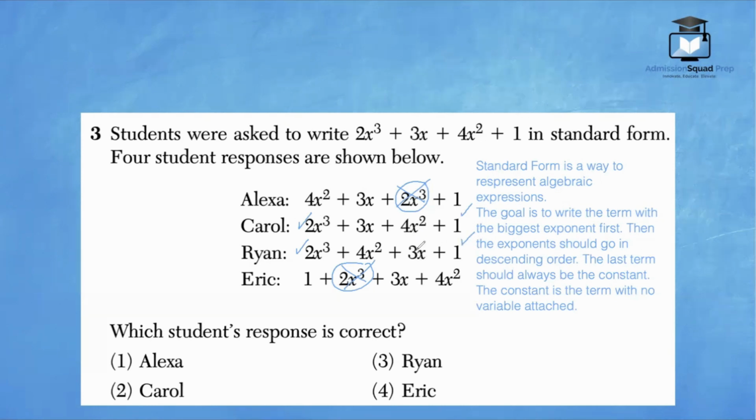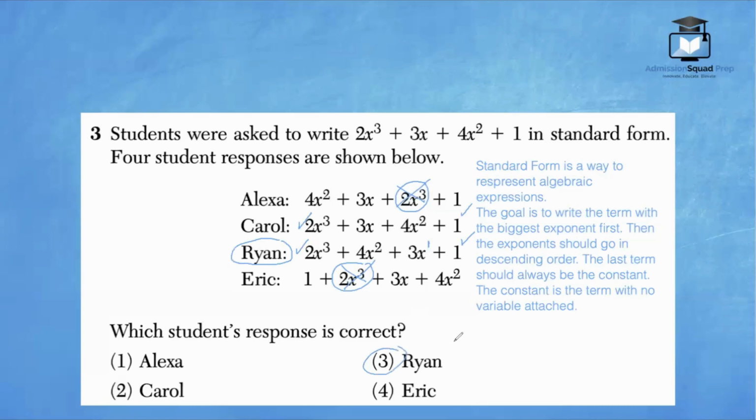When you have x written by itself with no exponent, the exponent actually is a 1, right? And if you have 1 by itself with nothing at all, the exponent is a 0. So Ryan actually has the correct answer because he has the first term written with the biggest exponent, the constant at the end, and all exponents are going down or in descending order. So choice 3 is correct.